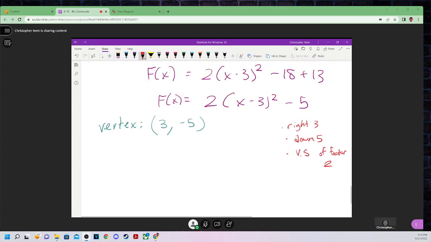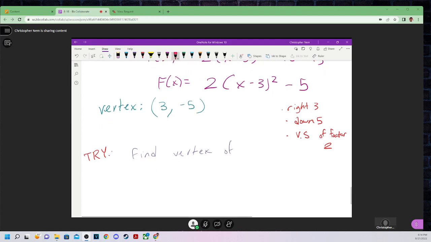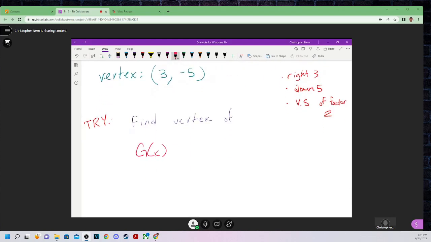So now I encourage you to try this out as an exercise. Let's call this capital G of x. Try to find the vertex of capital G of x equals 3x squared plus 12x minus 8.